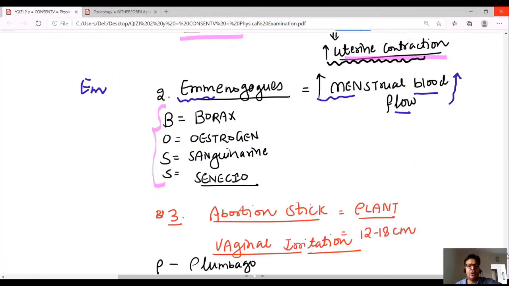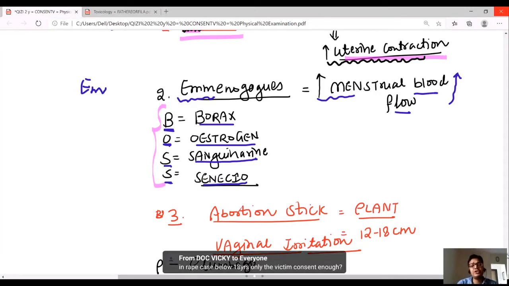What are the emmenagogues in India we use for abortion? BOSS: B for borax, E for estrogen, S for sanguinaria, S for senecio. Sometimes you get a very simple question. The emmenagogue mechanism is to increase pelvic blood flow, that is, increase menstrual blood flow.